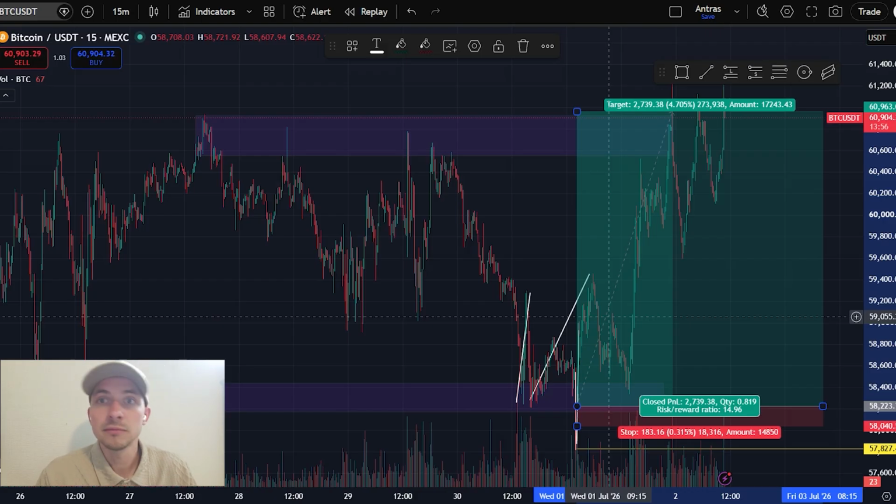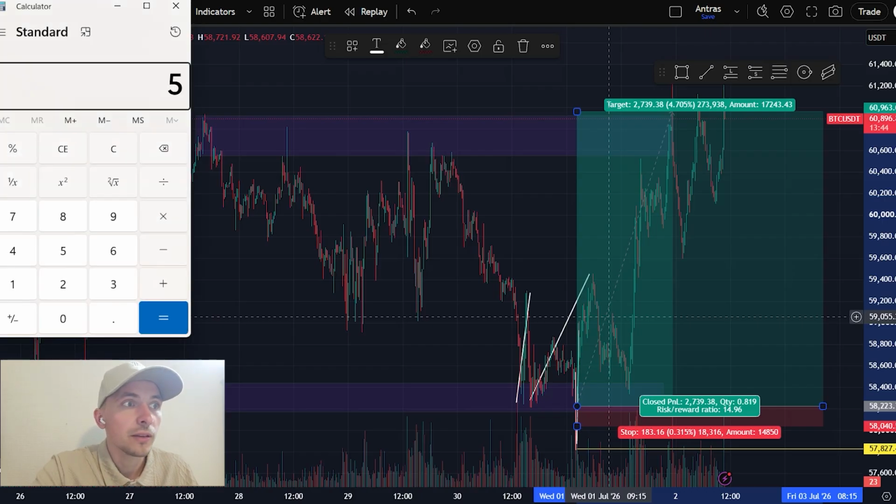So I made 1,500. And the other 1,500 I left in this trade is 1 to 15 risk reward, so times 15, and we're getting what? 500 times 15, we're getting 7,500. That's a bunch of money.